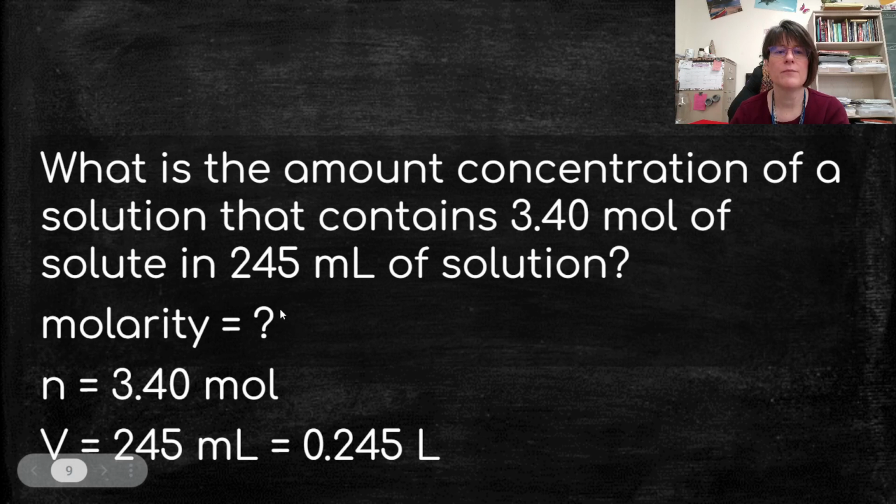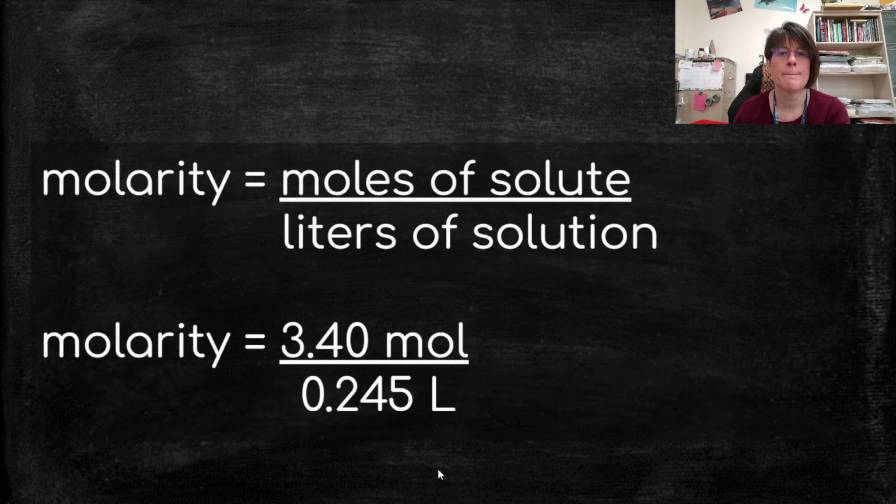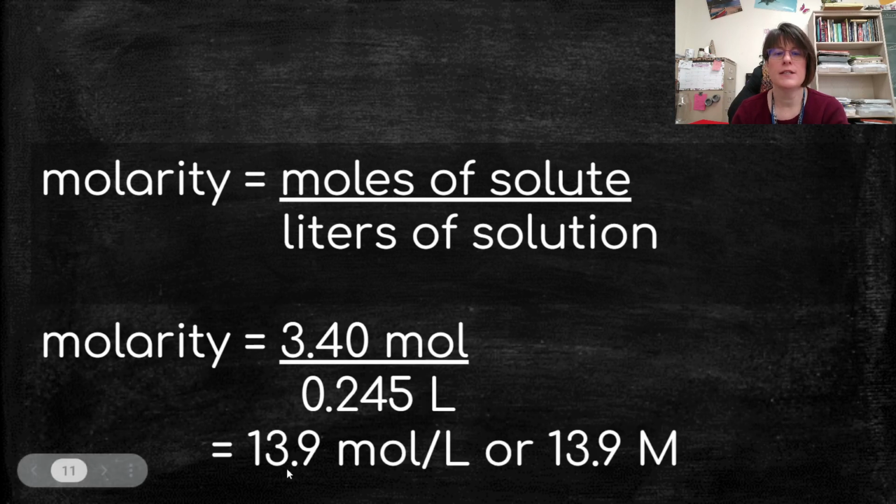We're looking for molarity. I put molarity here because remember, amount concentration is the same as molarity. The number of moles is 3.40 moles, and I had to convert 245 milliliters to liters. So it's 0.245 liters. Just divide milliliters by 1,000. Our equation: molarity equals moles of solute over liters of solution. I plug in 3.40 moles over 0.245 liters and get 13.9 moles per liter, or 13.9 capital M.